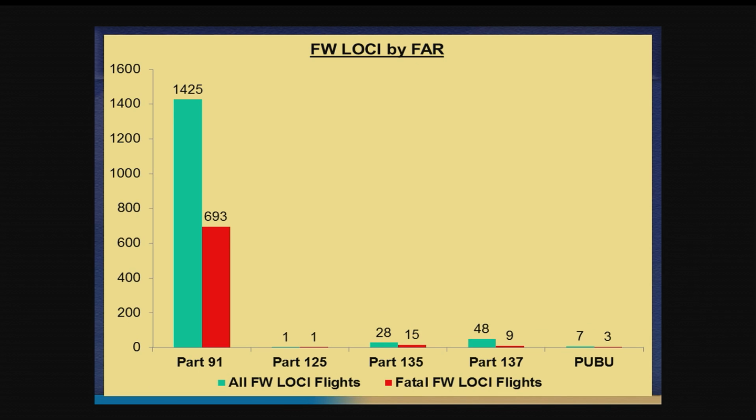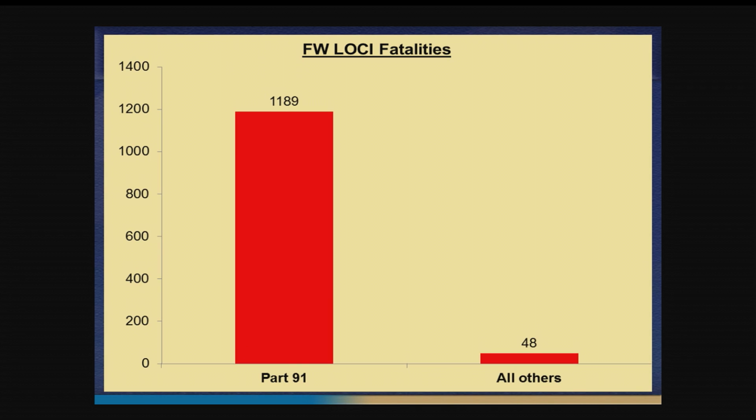We can break this down further by looking at the federal air regulations under which they are flying. As you can see, the green is for all loss of control in flight flights, and the red is for the fatal loss of control in flight flights. And Part 91 far exceeds all of the other ones combined. We can also look at it again as fatalities, and we had almost 1,200 fatalities during that time frame, and all others combined were only 48.